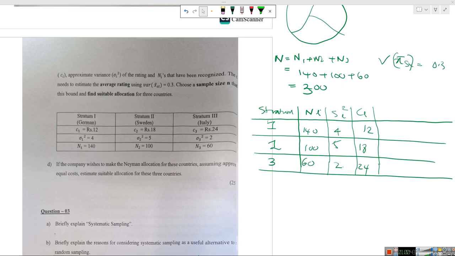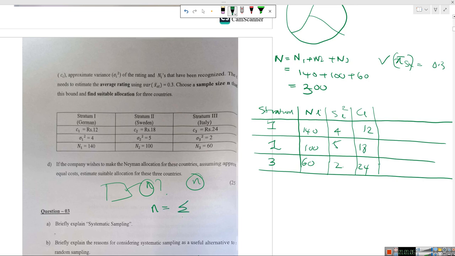Now you see, this is the case. We have some amount of money. Utilizing this money, how many samples can we draw? That is what we have to find. So n should be calculated because that is not given. And based on that n, we are going to find out for each stratum how much sample we are going to draw.